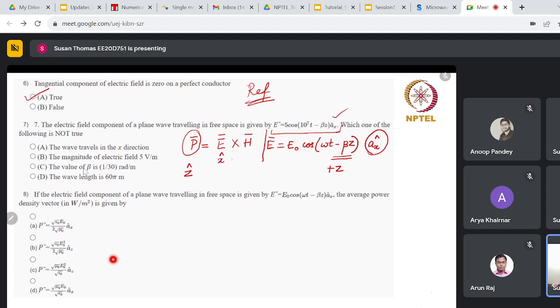So can you tell what will be the direction of this magnetic field? It must be y direction. Because Ax cross Ay is Az.